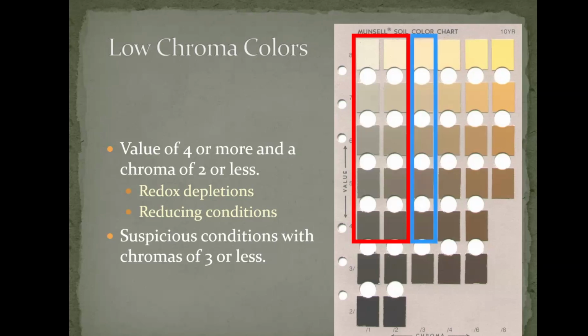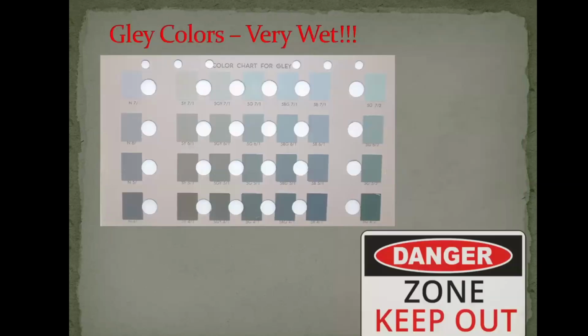And then suspicious conditions here, if you have a chroma of 3 or less, these would be ones to sort of, again, not necessarily a red flag, but maybe a yellow flag to say, hey, we should look closer to make sure I'm identifying, is this really a reducing condition? Do I have some gleying going on? Is something happening on this site? Or is it something else based on a parent material or something else that's occurring?